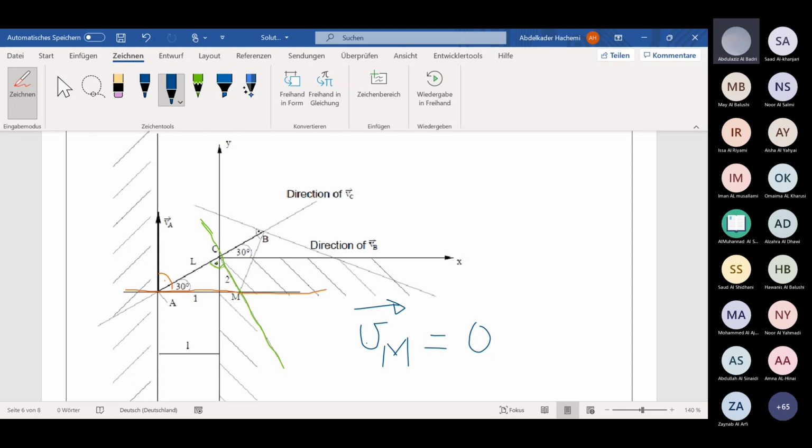Yeah, the instantaneous center of rotation here, M. This is what we have seen this morning. Then Vm is equal to zero. What do we know? We know the magnitude of Va, but we don't know the magnitude of Vc. We are looking for the velocity of the point P. We know the distance here.